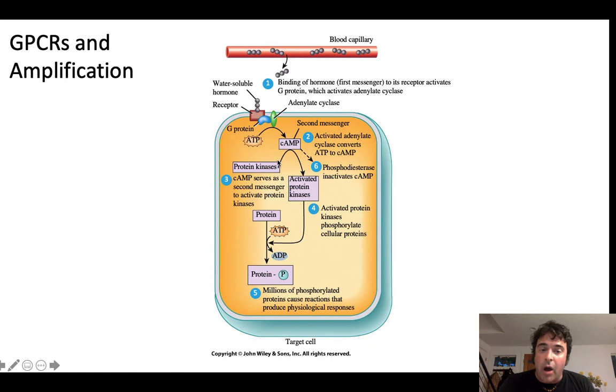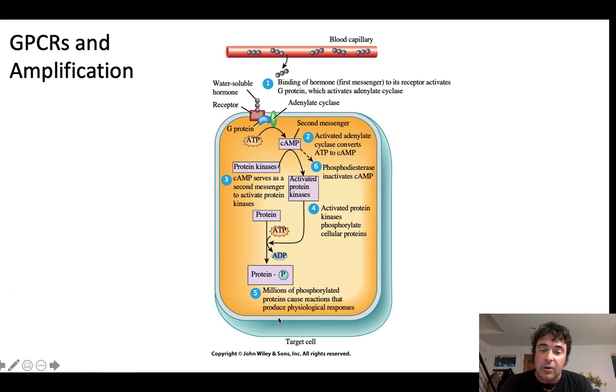You've now gotten amplification along the pathway. So you now have even more activated molecules within the cell. Protein kinases are really important because what protein kinases do is they turn functional proteins on. They do this through a process called phosphorylation. Phosphorylation is taking a phosphate and pinning it to another molecule. So stripping that phosphate from ATP and pinning it to a protein turns a protein on.